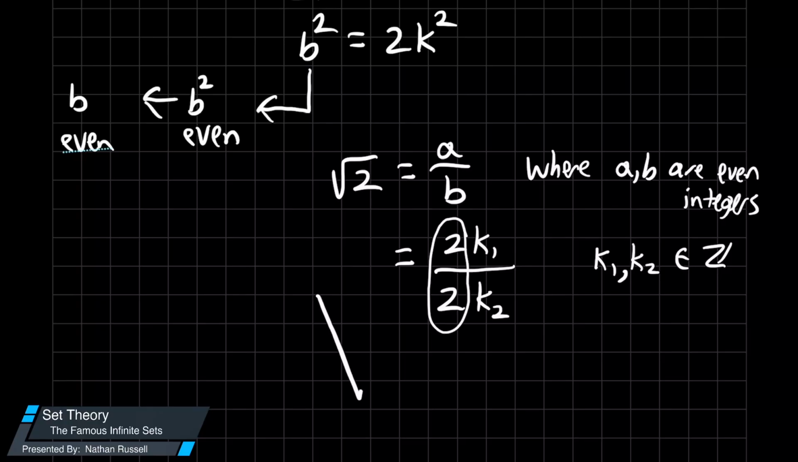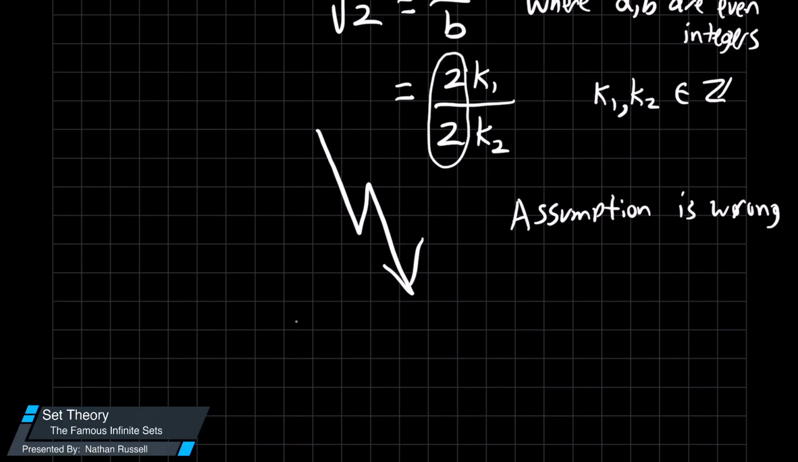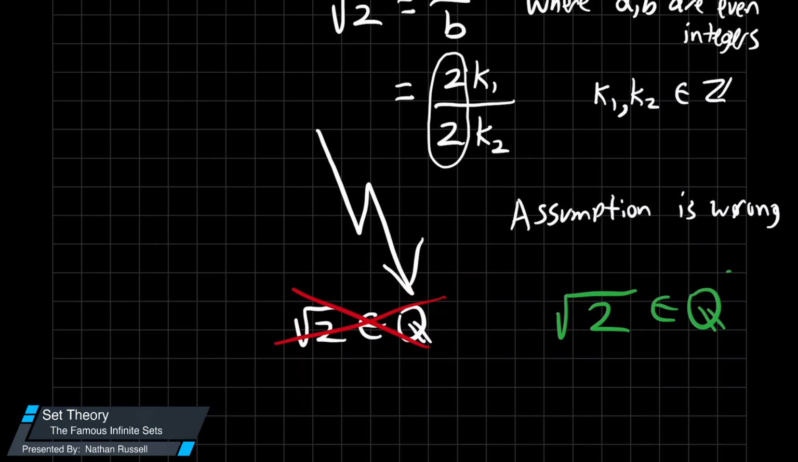What we've arrived at is a contradiction. It basically means that we have created a fraction that's fully simplified, but the numerator and denominator share a common factor of 2. Contradiction. Our assumption is wrong. So if our assumption that the square root of 2 is in the set of rationals is incorrect, and we only have one other option, it must be the case that the square root of 2 is in the set of irrationals.